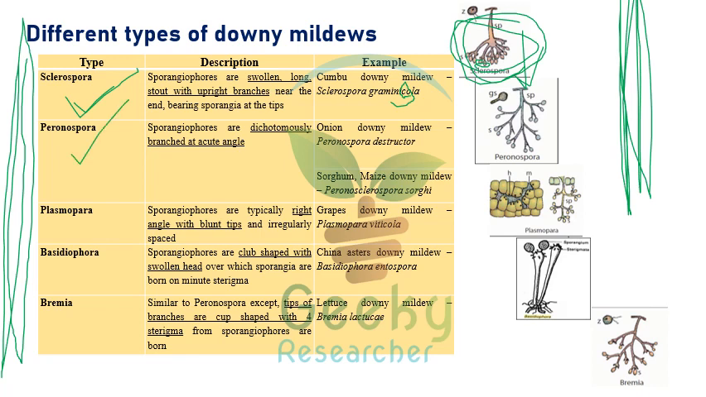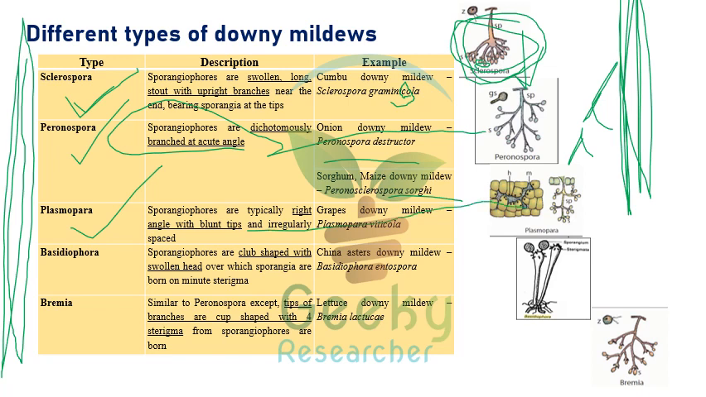The next one is Peronospora. Peronospora means dichotomously branched at acute angle. You can see here all are dichotomously branched at acute angle, right? Such sporangiophores can be observed in onion downy mildew, that is Peronospora destructor, and sorghum maize downy mildew, that is Peronosclerospora sorghi. The next one is Plasmopara. In Plasmopara, sporangiophores are at right angle with blunt tips. All the branches are at right angle, exactly opposite, with blunt tips, right? Grapes downy mildew, that is Plasmopara viticola, produces this kind of sporangiophore.